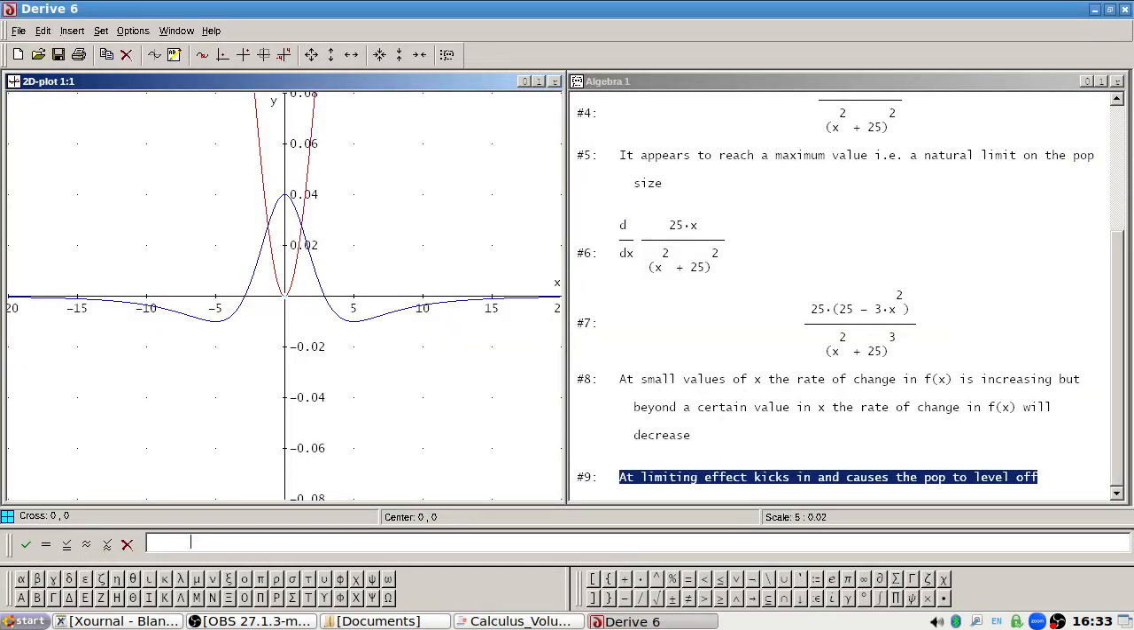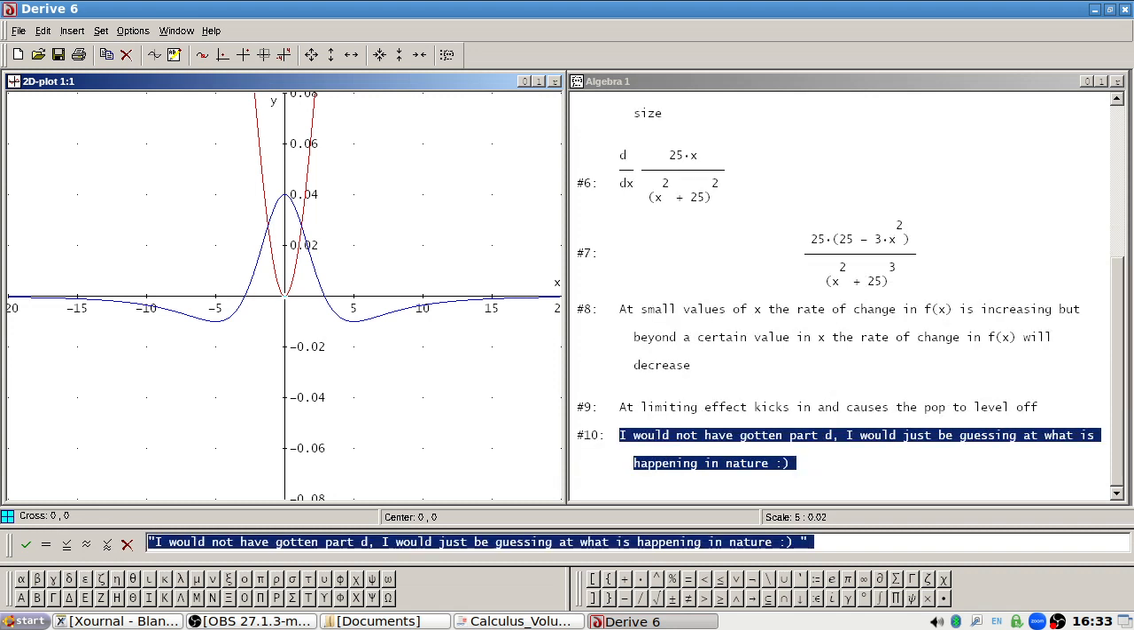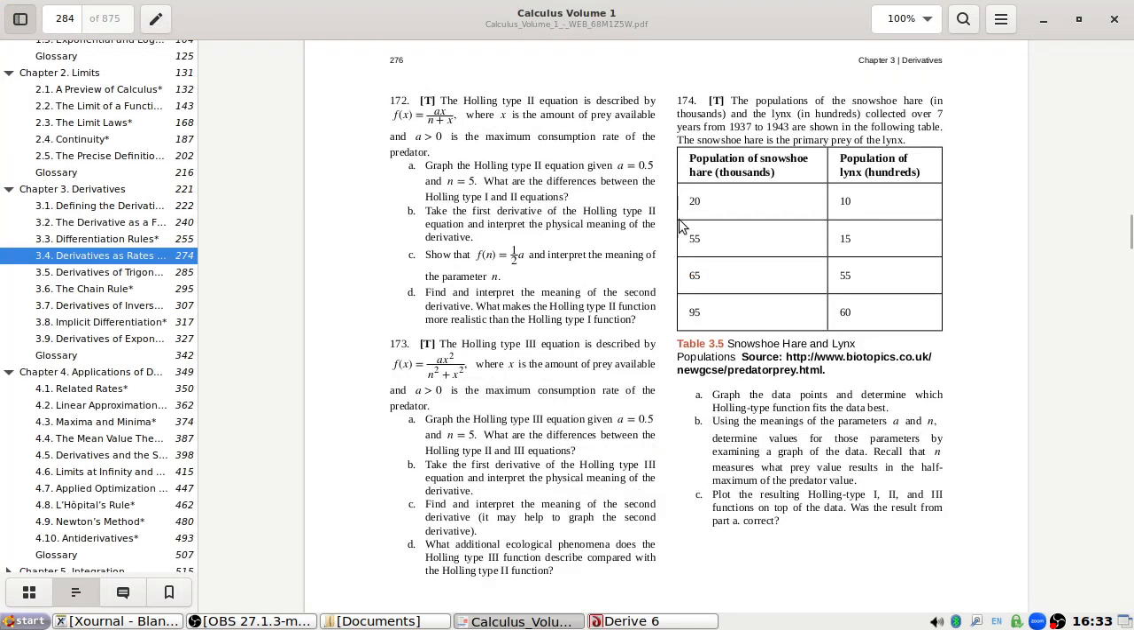Part D, I would not have gotten part D. I would just be guessing at what is happening in nature. Okay. Right. The population of snowshoe hare in thousands and lynx in hundreds is collected over 7 years.